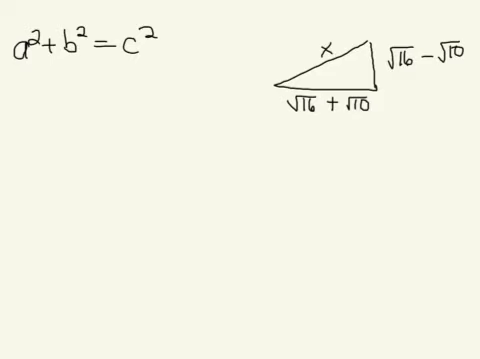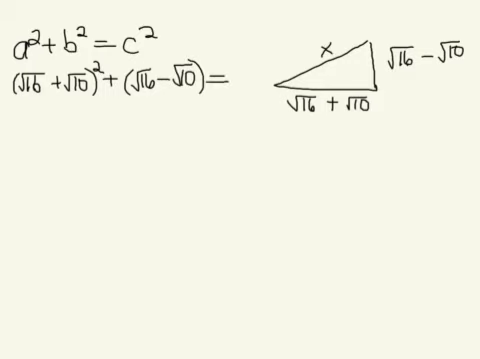So we're going to plug this expression in for a as the root 16 plus root 10, and then that's squared. For b, we'll plug in the other one, which is root 16 minus root 10, and then that is equal to the hypotenuse squared, which is labeled x, so x squared. Oh, and don't forget to put a squared on this one as well.